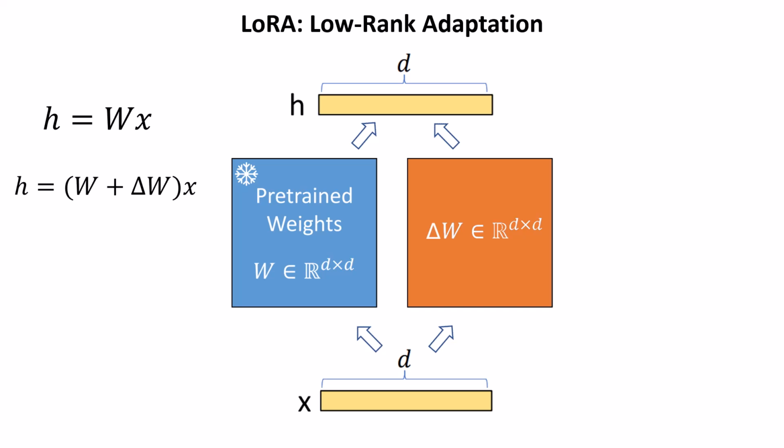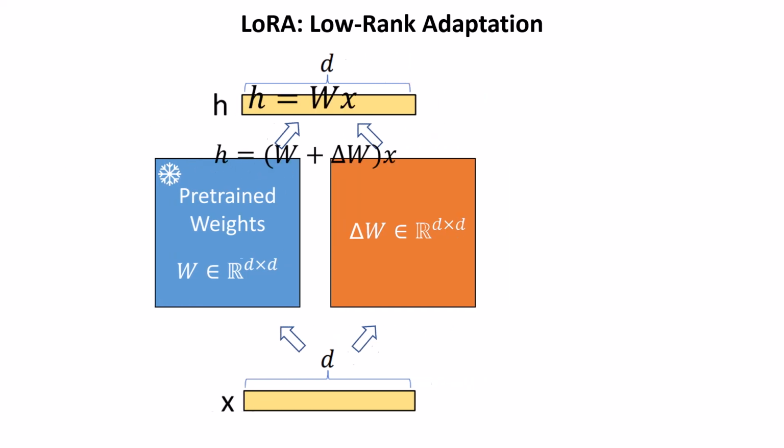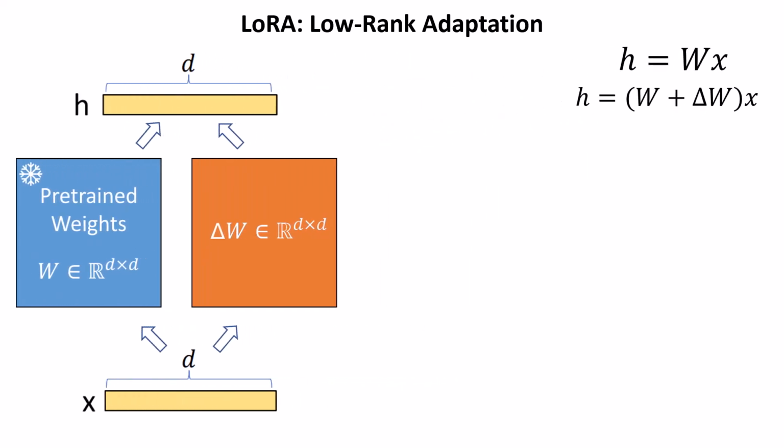Because mathematically speaking, it's the same thing, right? Once we train this delta W, at inference time, I can simply add this delta W to W, and I have a new W matrix that works as expected. So why do we do this? Because this is where LoRA comes from. LoRA says once we have this delta W, let's say it is a 200 by 200 matrix. That means I have 40,000 parameters.